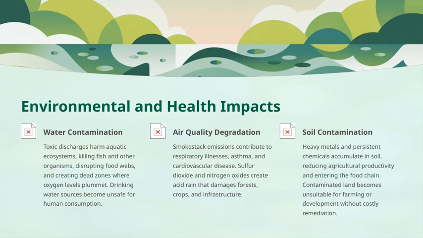Lastly, soil contamination occurs when heavy metals and persistent chemicals build up in the soil. This reduces agricultural productivity and allows toxins to enter the food chain. Contaminated land becomes unsuitable for farming or development unless costly remediation measures are taken. Overall, these impacts highlight how pollution affects not just our environment, but also our health and our economy, reinforcing the importance of addressing these issues comprehensively.